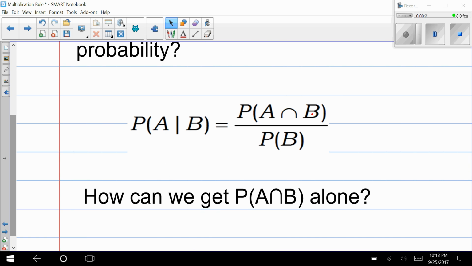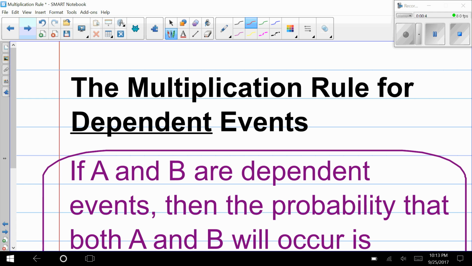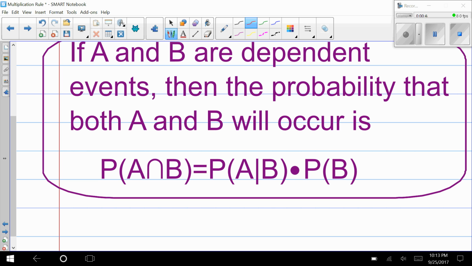Since we are working on those intersections today, that "and," how would I get the probability of A and B alone? Well, the trick would be to multiply both sides by the probability of B. Then the probability of A and B would be isolated, and it would give us today's formula: the multiplication rule for dependent events. If A and B are dependent events, then the probability that both A and B will occur is equal to the probability of A given B times the probability of B.